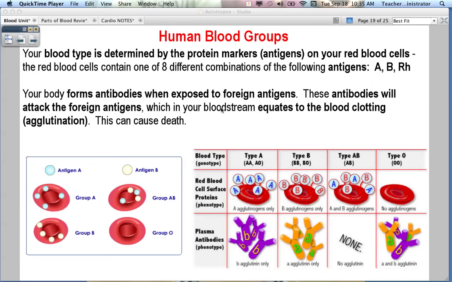When your body is exposed to foreign antigens, you form antibodies against them. We talked about that when we talked about lymphocytes. Those are like your memory cells. The same thing holds true if you are given foreign blood and it contains foreign antigens that are not on your red blood cells, then you're going to form antibodies against it. The next time you're exposed to that foreign blood, you're going to attack those foreign antigens with your antibodies, which is going to cause what we know as agglutination or blood clotting. This is obviously going to be a problem for you and can cause death.